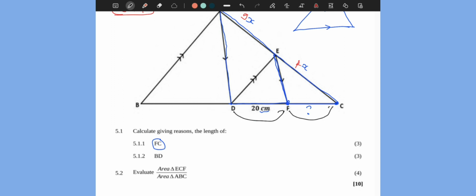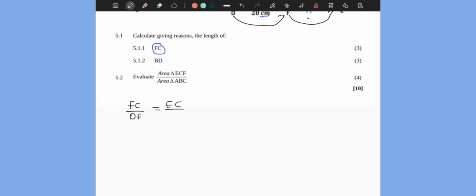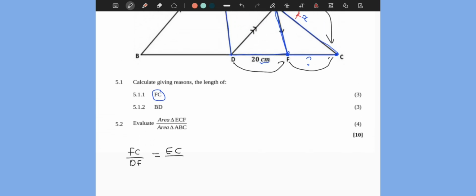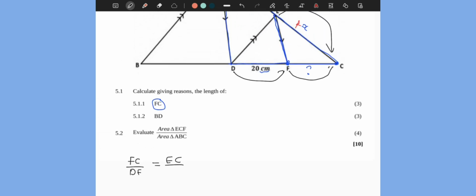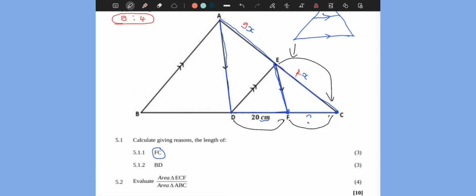What I did this side, I must also apply this side. So I started with FC, so I have to move from E to C, right? So I'm going to equate it to EC divided by, I have to check the one which is corresponding with this DF. The DF is the same as this AE. I'm going to divide this one with the AE, right?